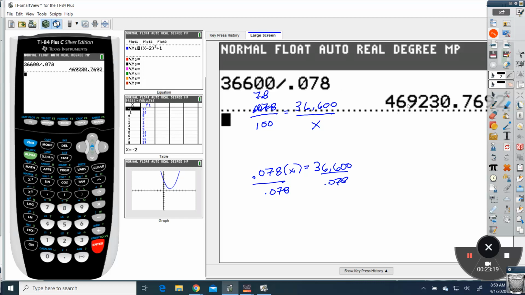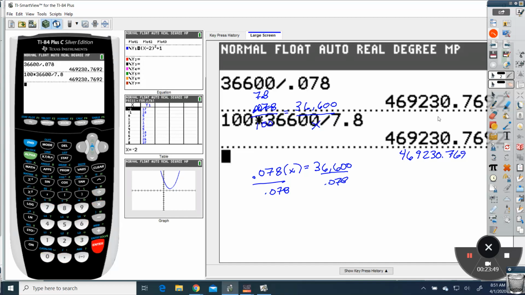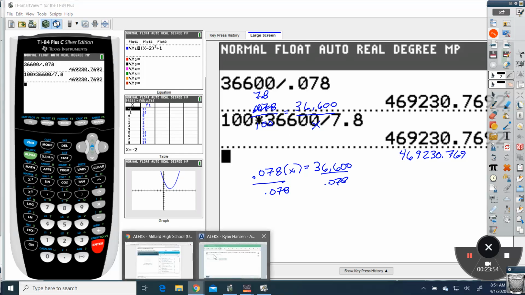And it's 469,230.769. And just to show you, if I were to do it this other way, where I'd go 100 times 36,600 divided by 7.8, it gives us the same number. Okay, so it doesn't matter which method you use, you get the same number.